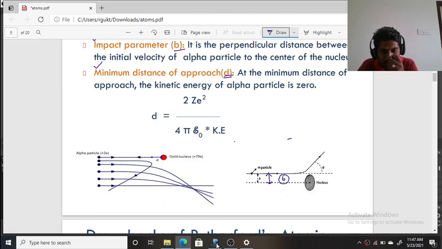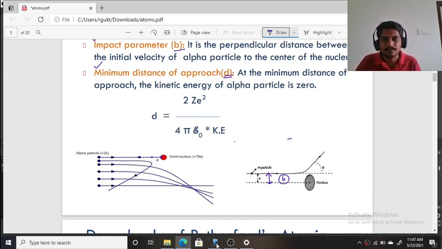The impact parameter is different for different alpha particles, and it is useful in problems. I'm not going into detail, just try to remember the definition. It is the perpendicular distance between the initial velocity of the alpha particle and the center of the nucleus.